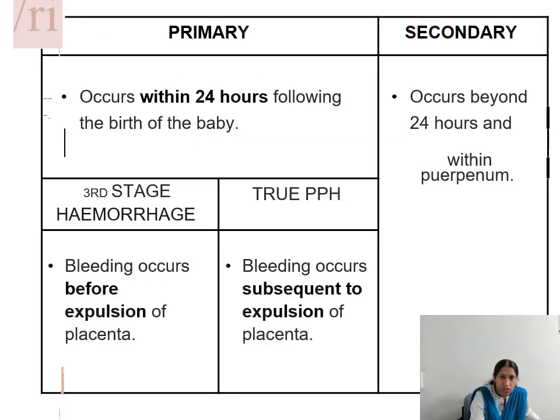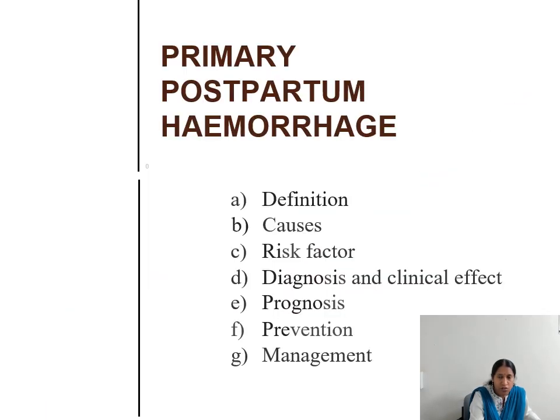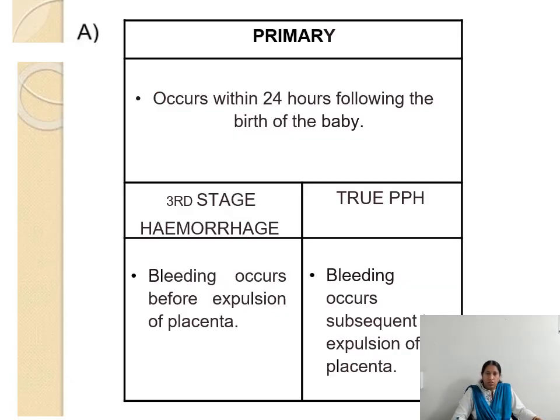So, primary or secondary. Primary is occurring within 24 hours, secondary beyond 24 hours. Primary is mainly due to bleeding occurring before expulsion of the placenta, that is third stage hemorrhage, and true PPH occurring subsequent to expulsion of the placenta. So, what are the causes of this true PPH? The definition, causes, risk factors, diagnosis, prognosis, prevention and management. So, third stage hemorrhage is very important.